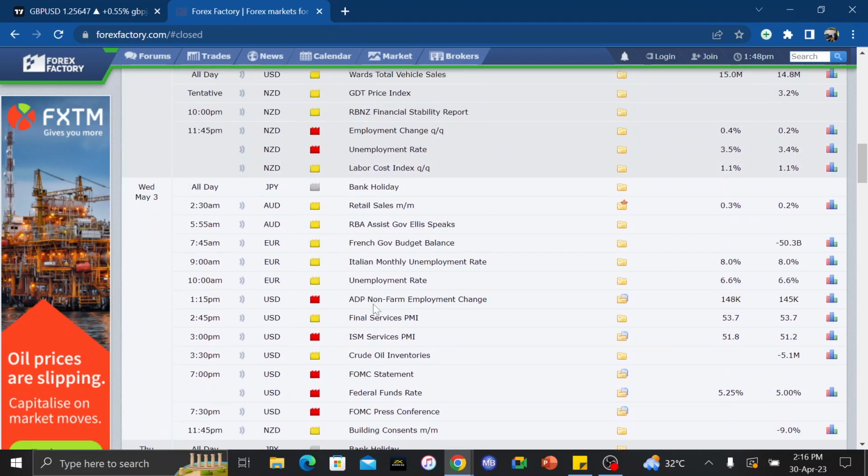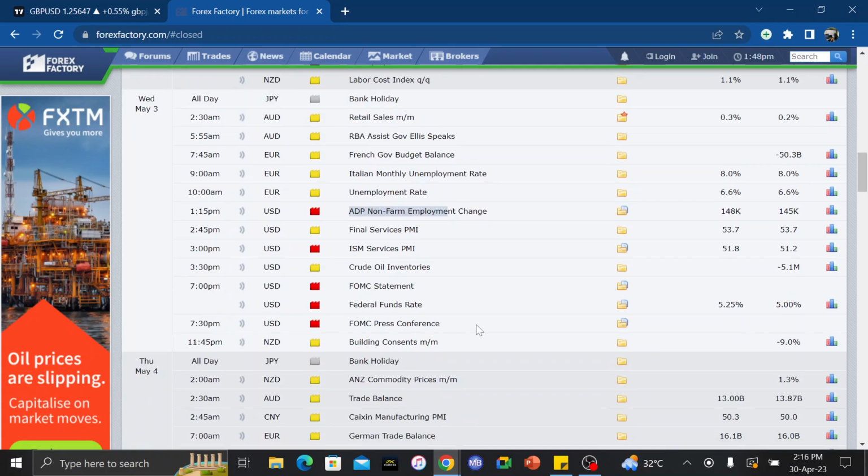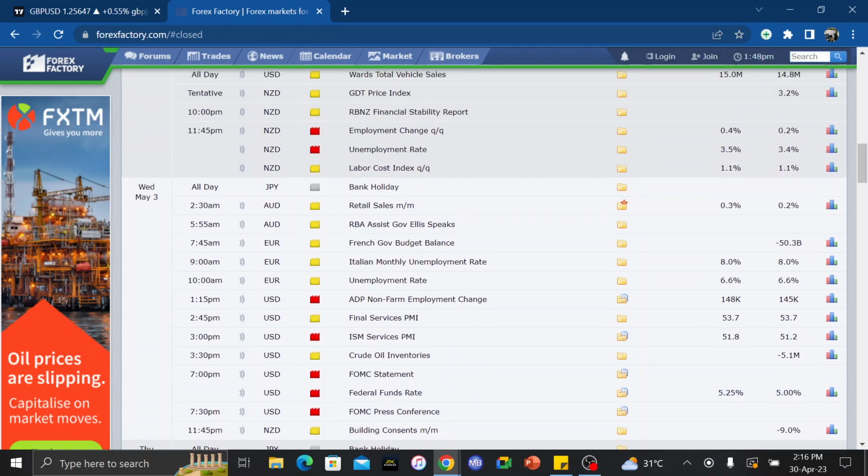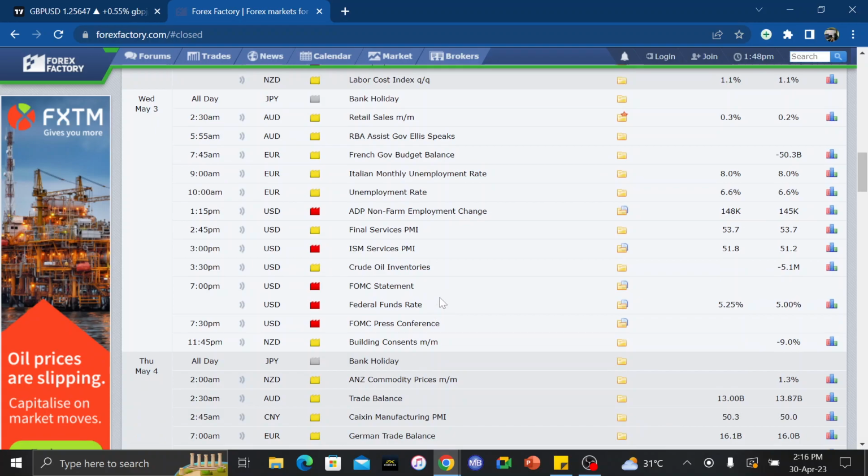On Wednesday, we'll be having ADP non-farm employment change. This is a high impact news and it does move the market. And oh my god, the Oga of all of them, FOMC. So guys, be very careful of this news. If you don't know what is happening, just stay out of the market at this particular time, 7 p.m. and 7:30 p.m. on Wednesday. Just close your MT4 and you're done for the day.